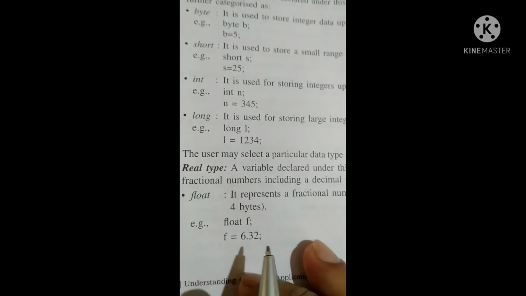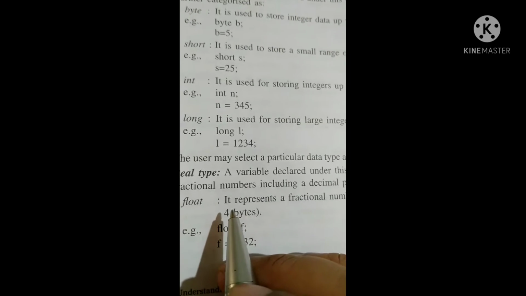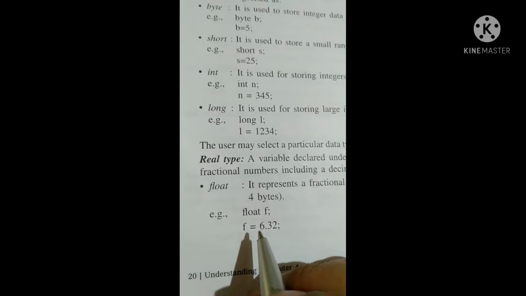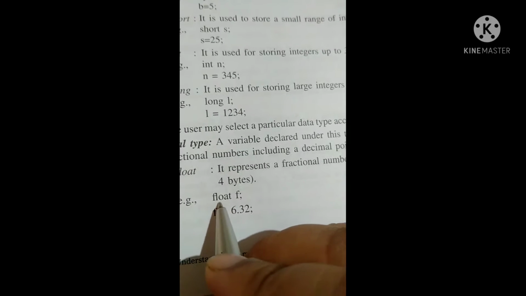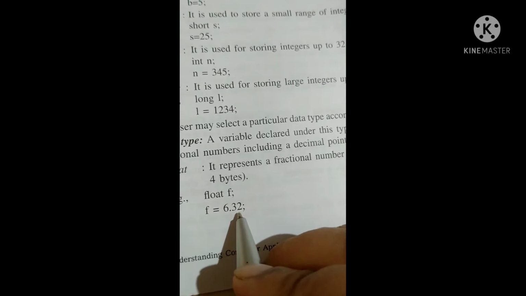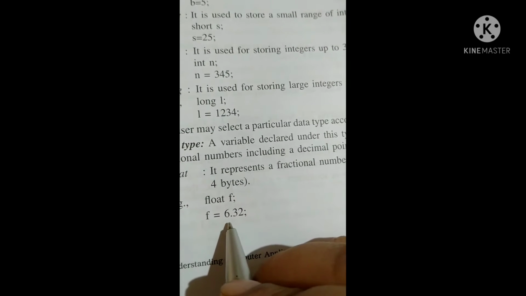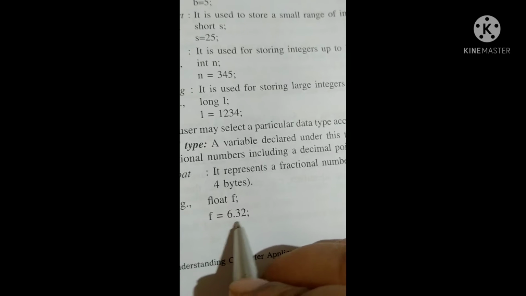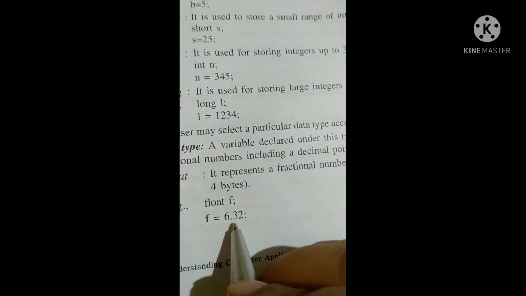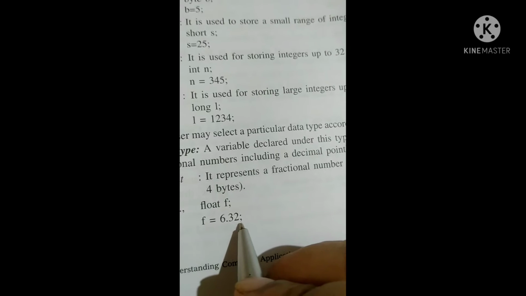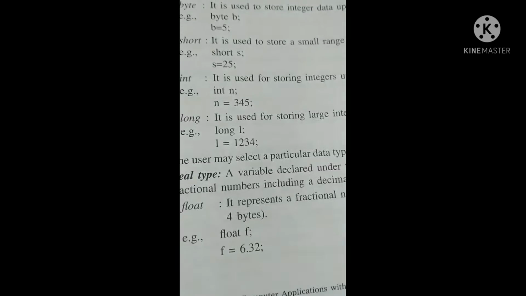Real type, we have float. First, the variable declared under this type contains floating point data. Float f equal to 6.32. By seeing this constant number I can understand that this is a floating point number, because a decimal point is given here, 6.32. So we have a decimal point, that's why it will be the float data type.